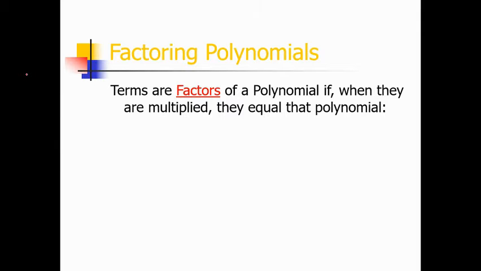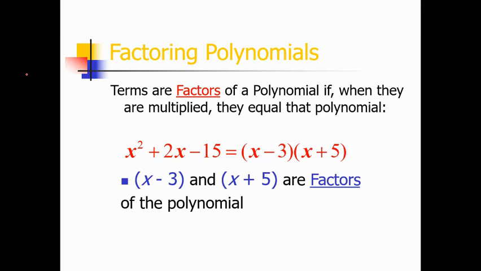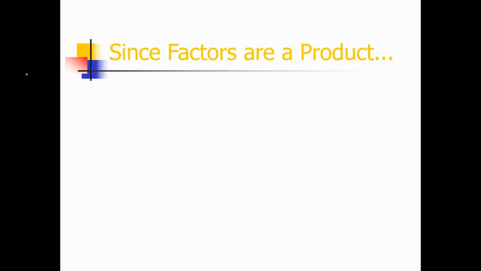Okay, terms are factors of a polynomial if, when they are multiplied, they equal that polynomial. So here we have x squared plus 2x minus 15. And if you factor that, you'll have x minus 3, which is a factor, and x plus 5, which is a factor. Okay, so the x minus 3 and the x plus 5 are factors of the polynomial x squared plus 2x minus 15. So I'm just bringing these terms back because we need to remember what they are.